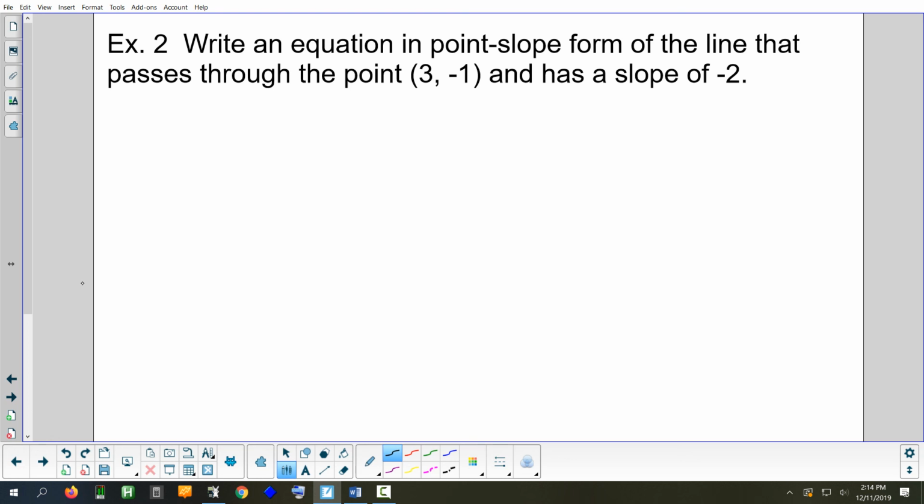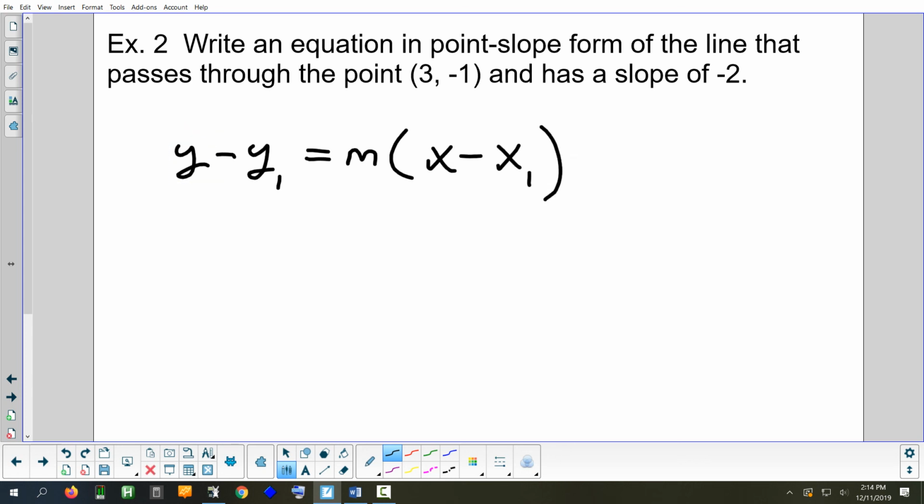Okay. Write an equation in point slope form. Can somebody tell me what is the formula for point slope? Is it the y equals mx plus b, or is it the other one? The other one. y minus y1 equals m parenthesis x minus x1 parenthesis.